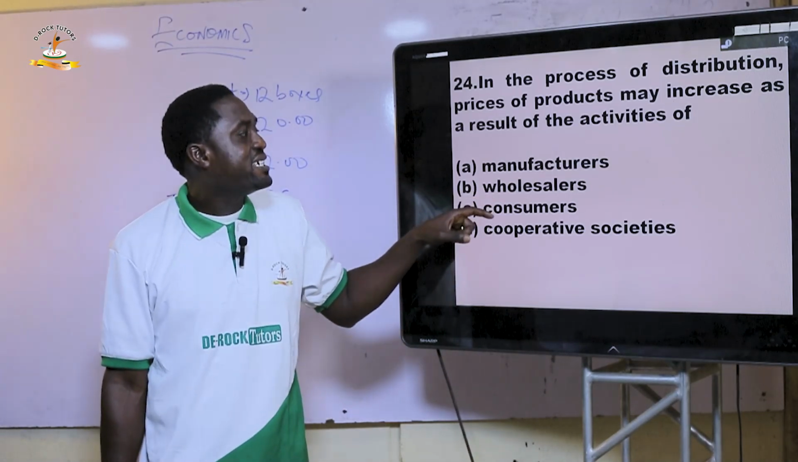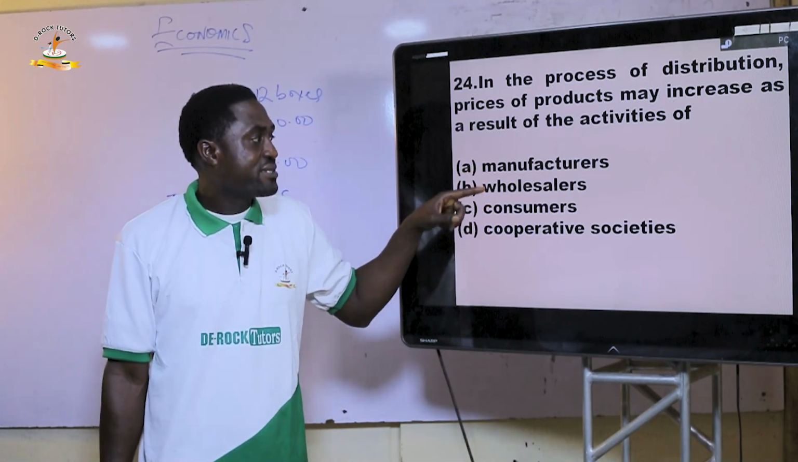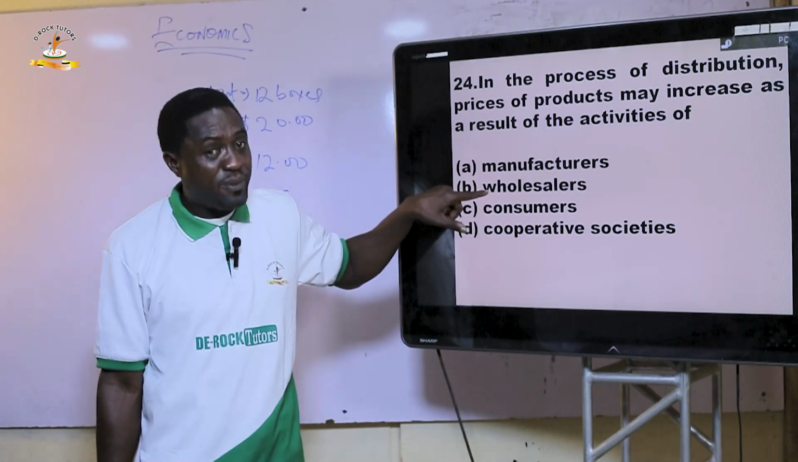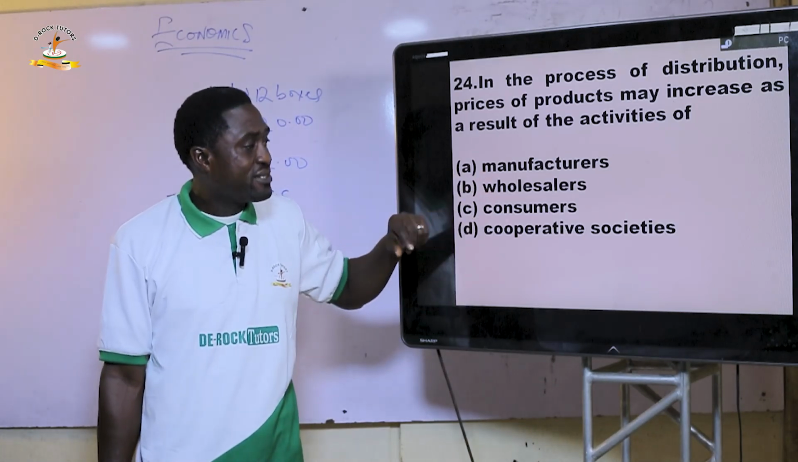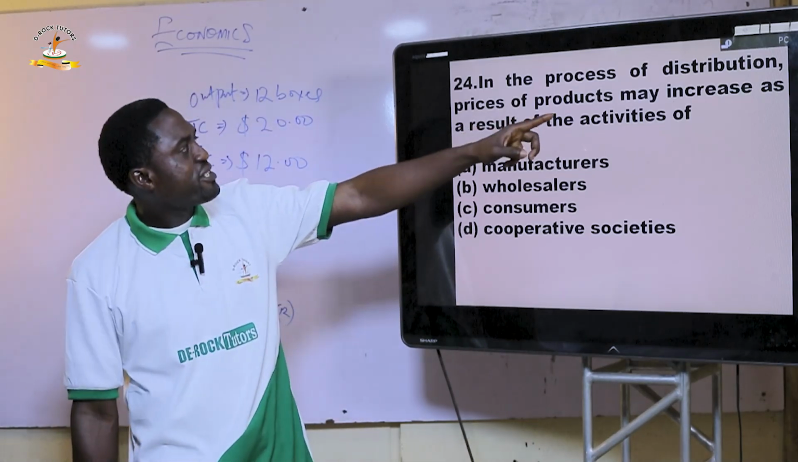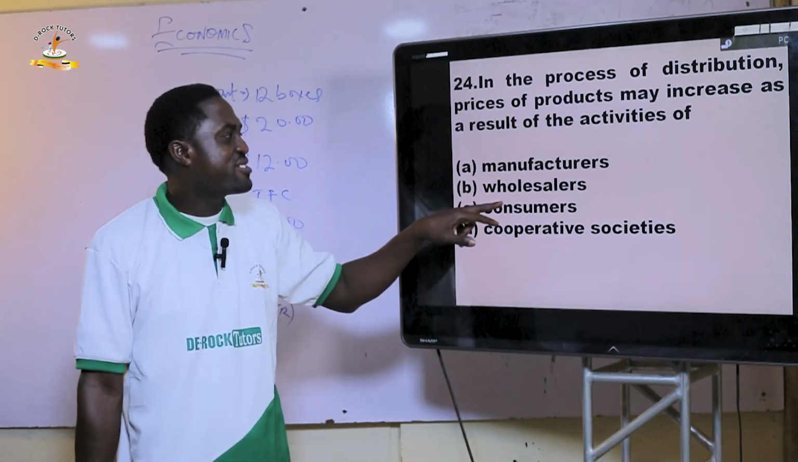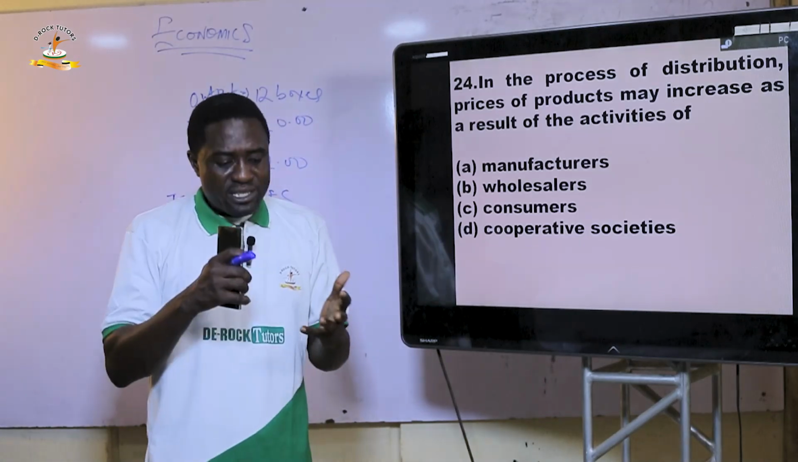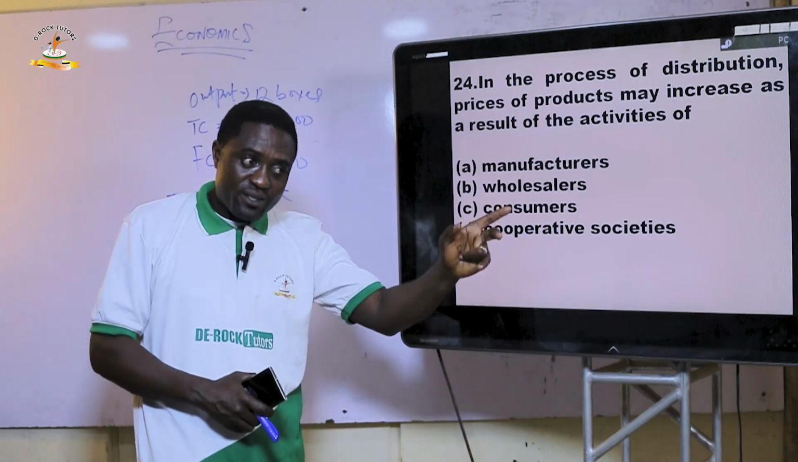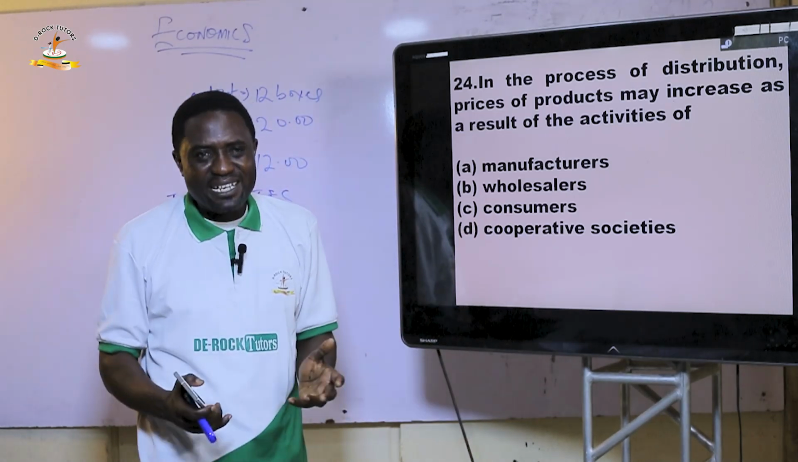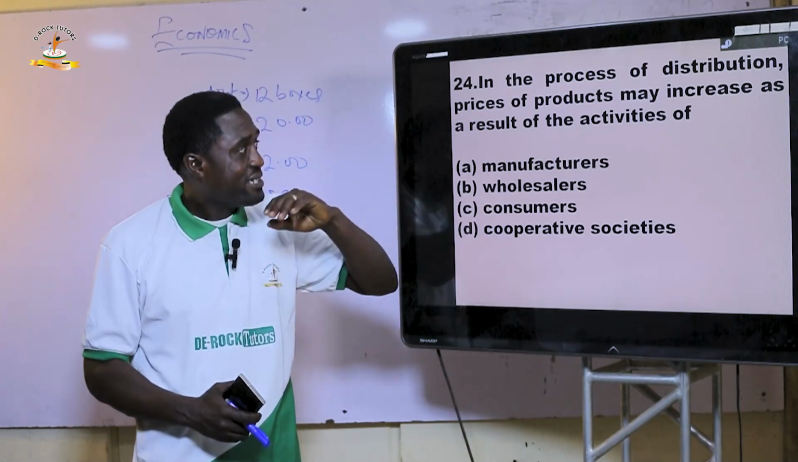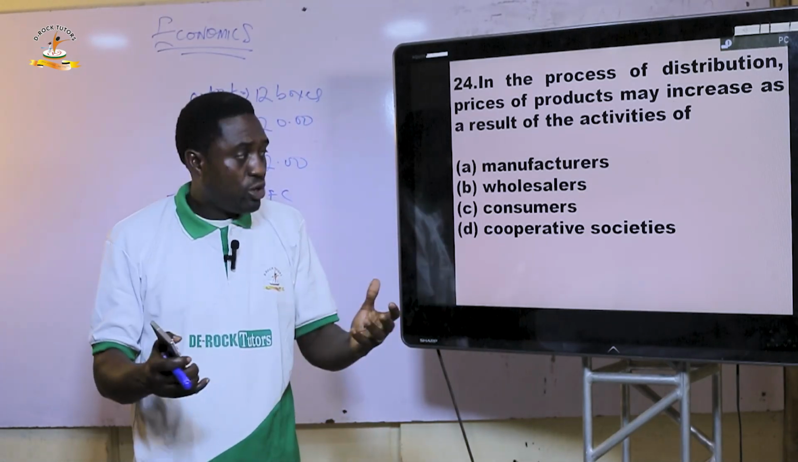Imagine if the consumers are getting their product directly from the manufacturers, then the price will be reduced. But because of these middle personalities between the manufacturers and the consumers, no matter what, additional price will be added. So the prices increase as a result of the activities of wholesalers, because the wholesaler will calculate the amount of money spent on transportation from the producer to his shop, and the likes. Before you know it, the price increases, and at the end of the day, it increases the amount the consumers will be paying.